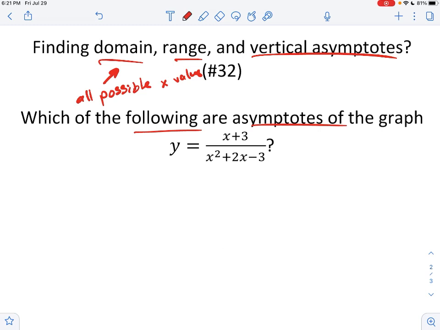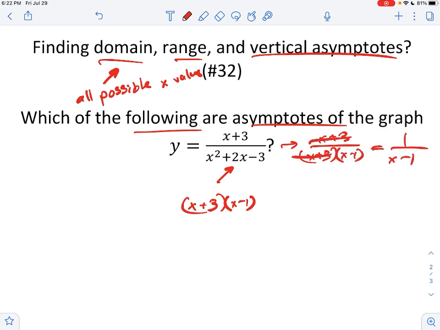Now the way you calculate it is you look at the original equation and simplify it first. This can be simplified. You can factor the denominator as x plus 3, x minus 1. Now your equation is x plus 3 over x plus 3, x minus 1. The x plus 3 cancels out, leaving 1 over x minus 1. This is your simplified equation. Any x value that makes the denominator equal to 0 is going to be an asymptote. So x minus 1 equals 0 means you have an asymptote at x equals 1.